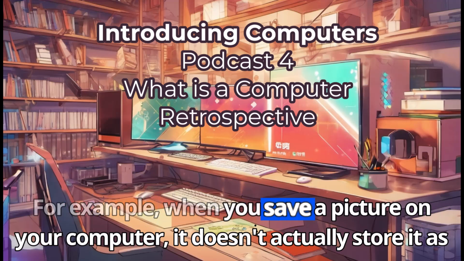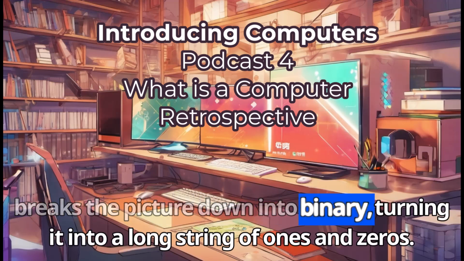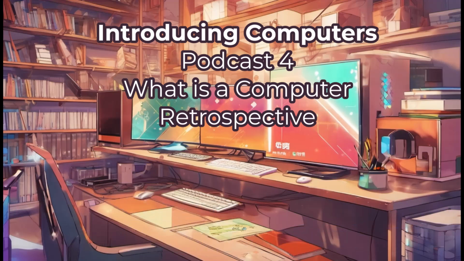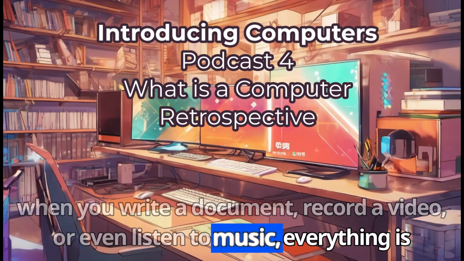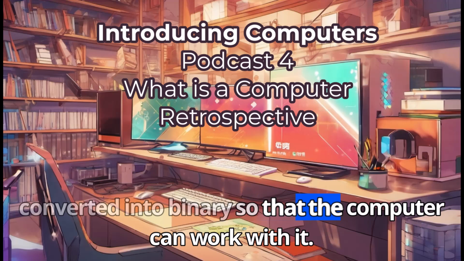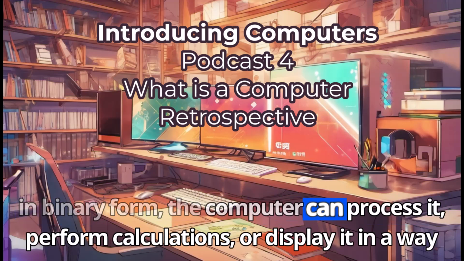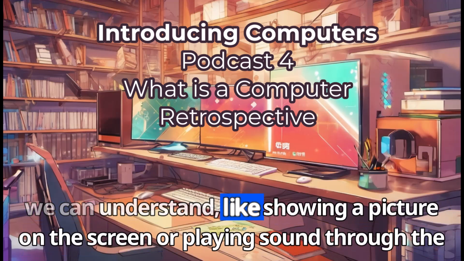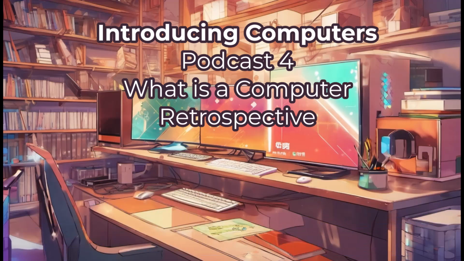For example, when you save a picture on your computer, it doesn't actually store it as a regular image. Instead, the computer breaks the picture down into binary, turning it into a long string of ones and zeros. The same thing happens when you write a document, record a video, or even listen to music. Everything is converted into binary so that the computer can work with it. Once the data is in binary form, the computer can process it, perform calculations, or display it in a way we can understand, like showing a picture on the screen or playing sound through the speakers.